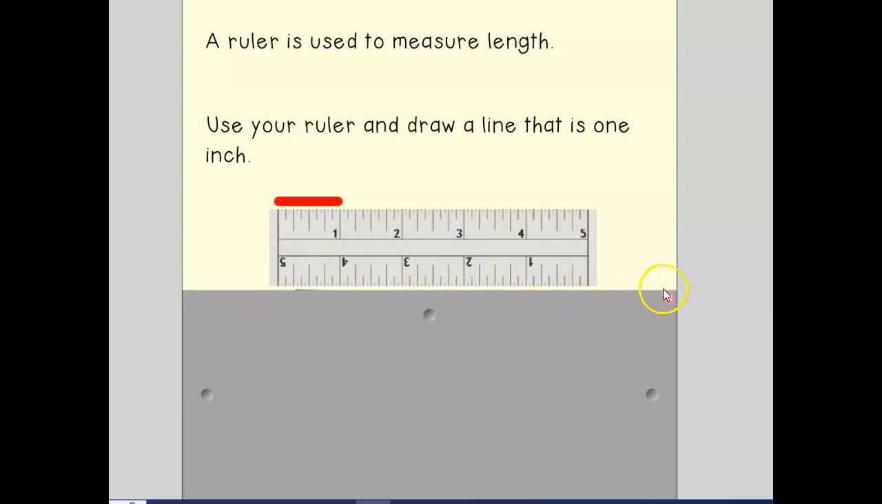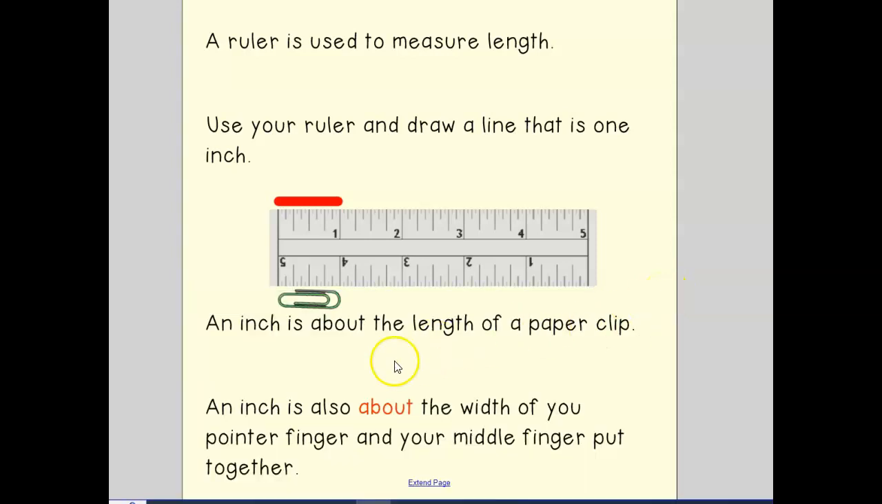All right, did you know as a review that the length of 1 inch is pretty much the length of a paper clip? In addition to a paper clip, you can also use your pointer finger, from the top of your finger to the first indented line on your finger. That section is approximately an inch. The width of the pointer finger and your middle finger put together is approximately how long an inch is.